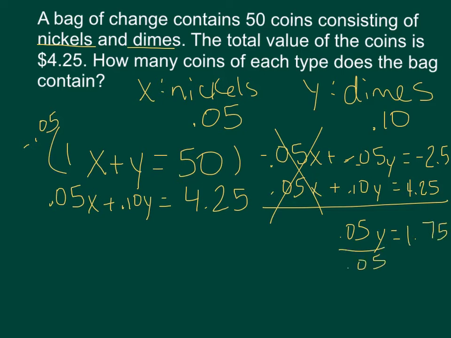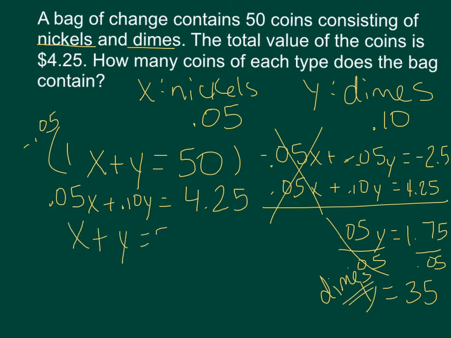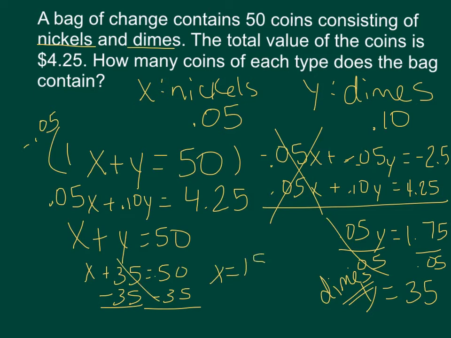Divide by 0.05, and again, you're probably going to want to use a calculator for all this, okay? And you get y equals 35. y was our dimes, so it means we had 35 dimes. Now we've got to figure out how many nickels. We had x plus y equals 50, or x plus 35 equals 50. Subtract 35 and you get x equals 15. So if you had 35 dimes, that means you had 15 nickels.